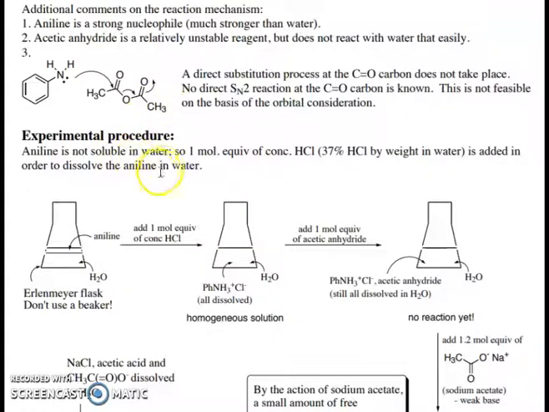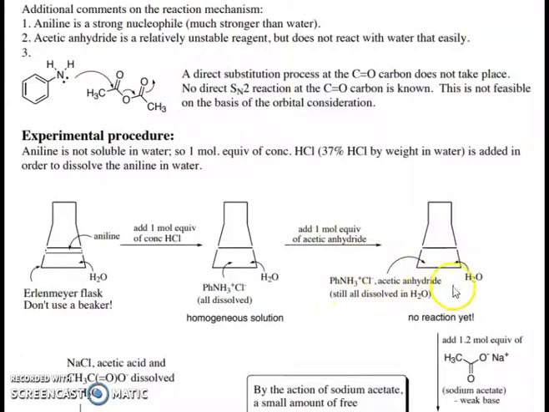So now the experimental procedure you have to follow. Aniline is not soluble in water, so 1 mole equivalent of concentrated hydrochloric acid, 37% HCl by weight in water, is added in order to dissolve the aniline in water. You can see here, use a flask, don't use a beaker. Aniline in water, add 1 mole equivalent of concentrated hydrochloric acid, then PhNH3+ Cl- all dissolves in water, a homogeneous solution. Then add 1 mole equivalent of acetic anhydride.